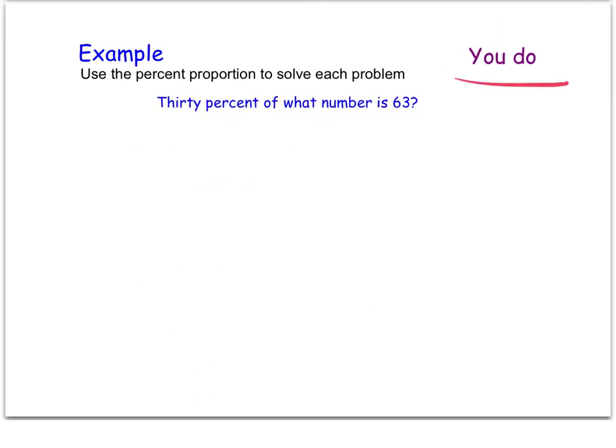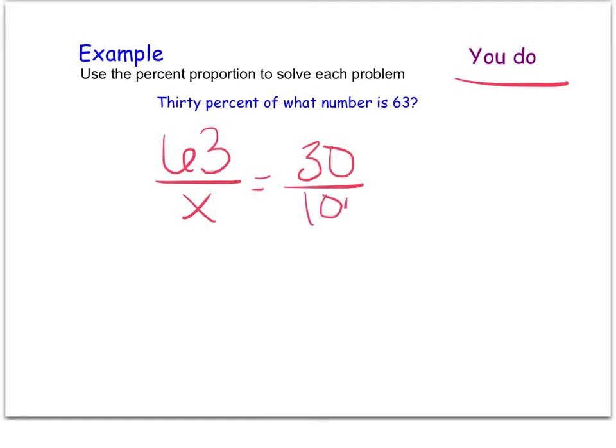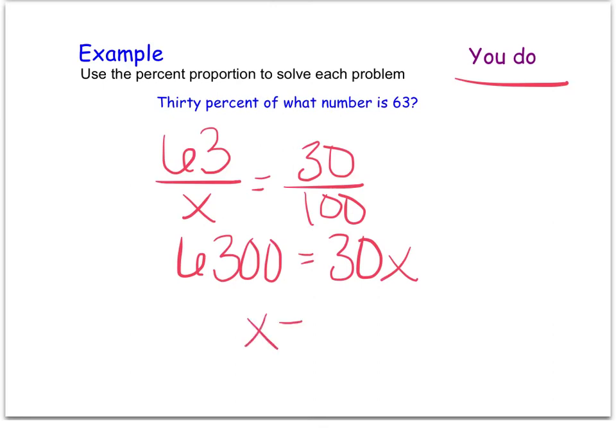All right, you do this one as best you can. Replay me when you're ready for your answer. So 30% of what number is 63? So you want to set up 63 over x equals 30 over 100. 6,300 equals 30x. Divide by 30 on both sides, and x is 210.